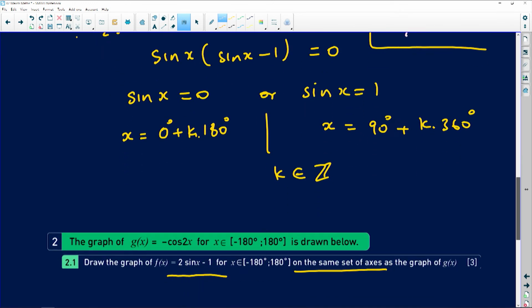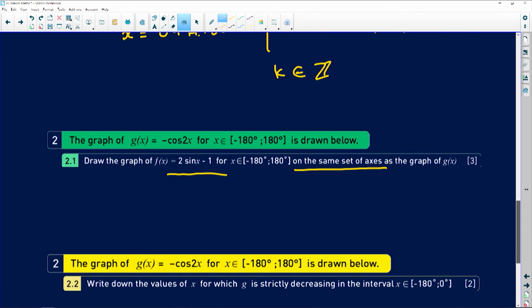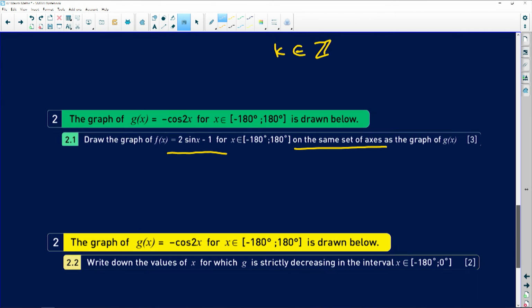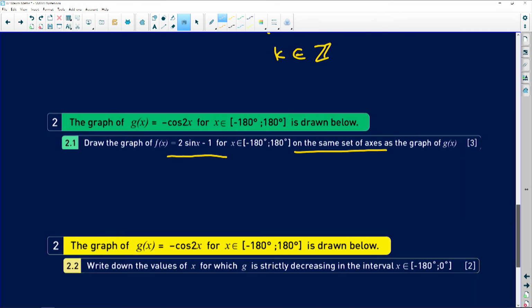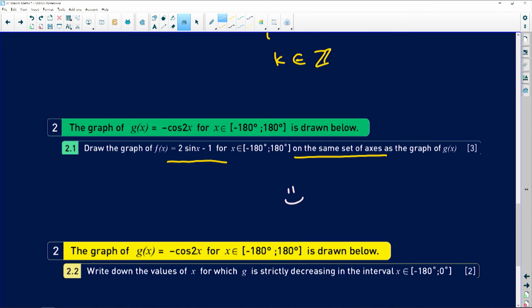Right, now the last part of our question, let's see what the last part is saying to us. This one was saying we had to draw, we are done sketching the graph, we're happy with this part. So the last part says write down the values of x for which g of x is strictly decreasing. So we want where the graph of g is decreasing between minus 180 and 0 degrees. Keep in mind the interval that the examiner is interested in. We want to know where is g decreasing between minus 180 and 0.